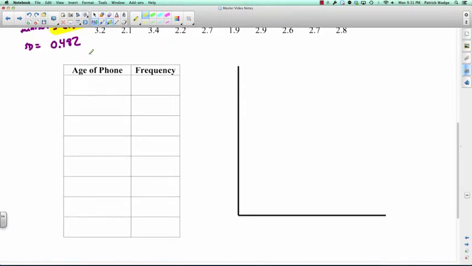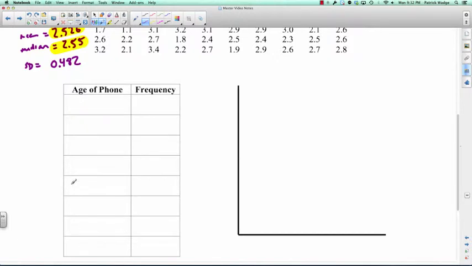The next thing you want to do is look at how many of them are one standard deviation more than the mean, how many are two standard deviations, etc. So we need to break this into sections. One range of values should be from the mean, 2.526, up to one standard deviation more. Add 0.482 to this and you get 3.008. The next one should be from 3.008 to one standard deviation more than that. So add another 0.482, and you will get 3.49.